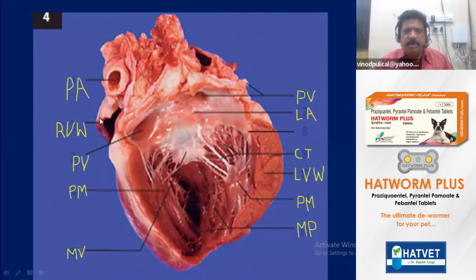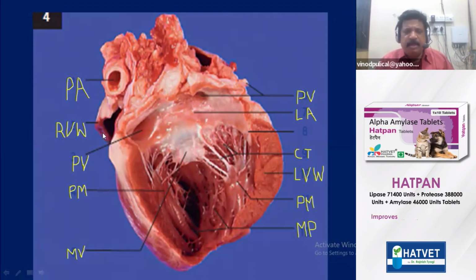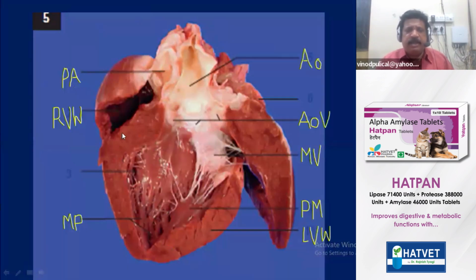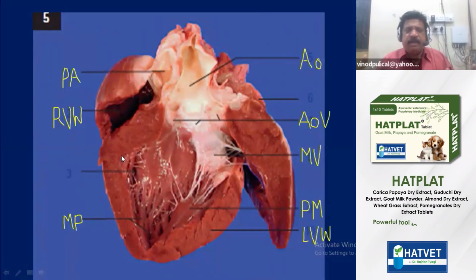The right ventricular wall. You can see the difference between the thickness of the left ventricular wall and the right ventricular wall. Here also, see, it is clear here: the right ventricular wall thickness, the left ventricular wall thickness. So the left ventricle is having more action.